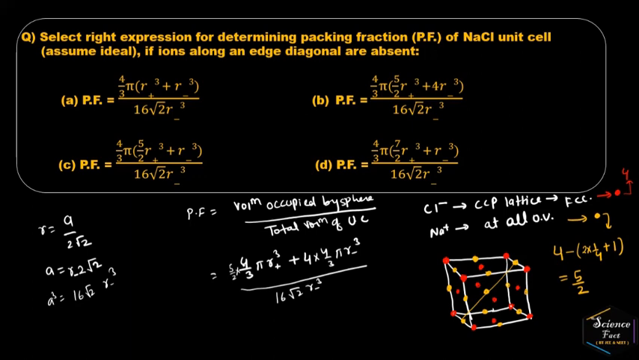If you take 4 by 3 pi common, then you will get this expression, which is option B. So the correct option should be B.